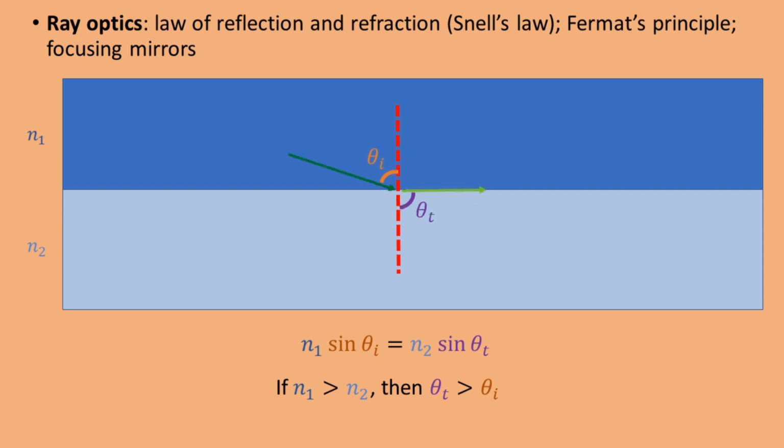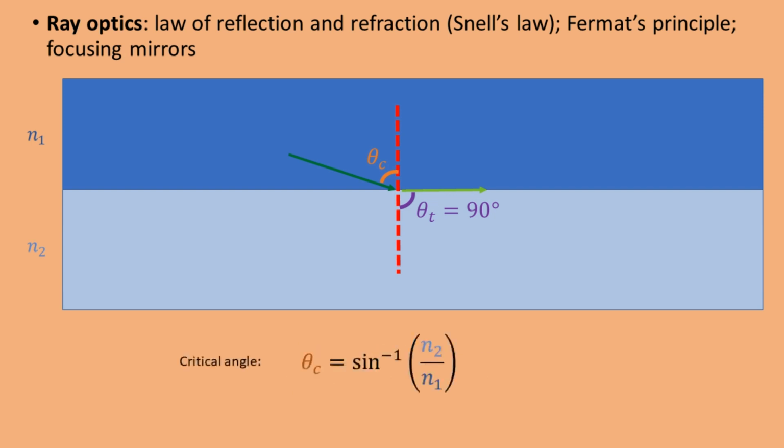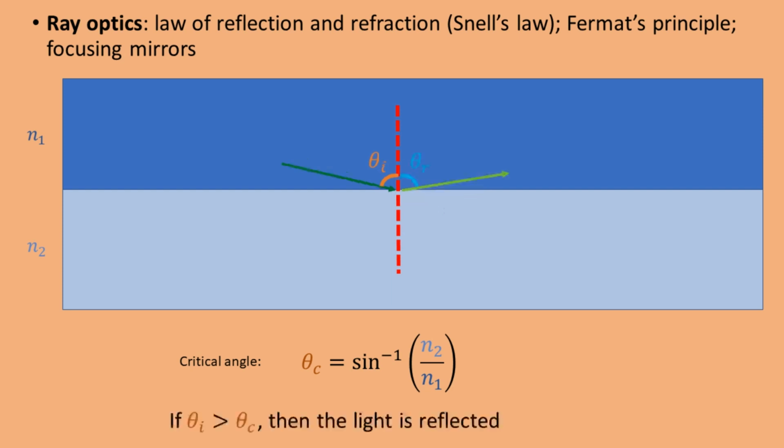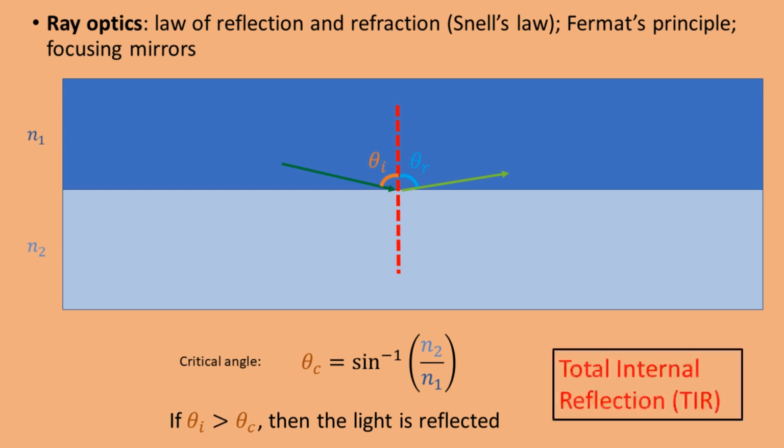At some point, the incident angle is so large that the transmitted ray will be parallel to the interface. The incident angle for which this happens is called the critical angle. Using Snell's law, we can find an expression for the critical angle by setting the angle of transmission equal to 90 degrees. If we increase the angle of incidence beyond the critical angle, then the light cannot be transmitted, so instead it is reflected. This phenomenon is called total internal reflection, which is important in, for example, optical fiber cables.